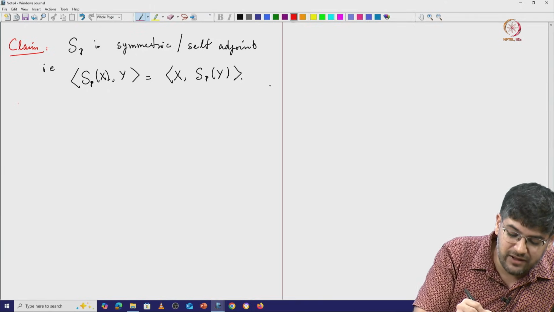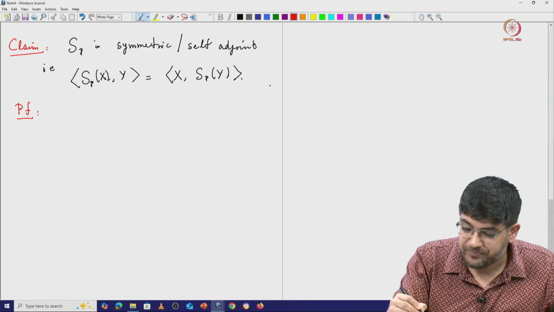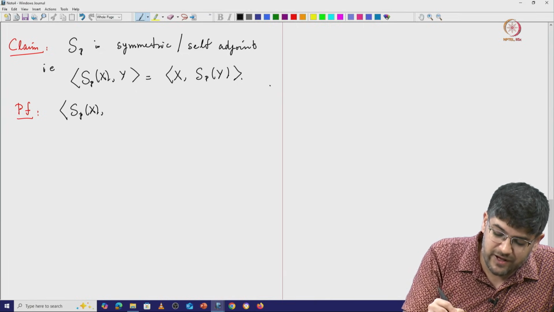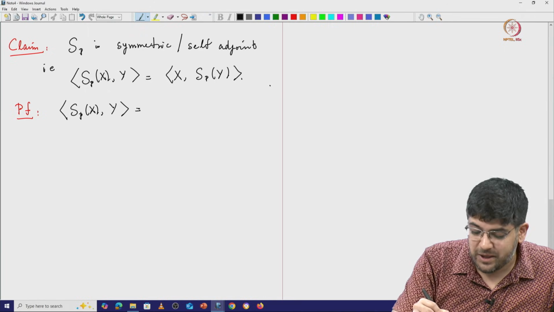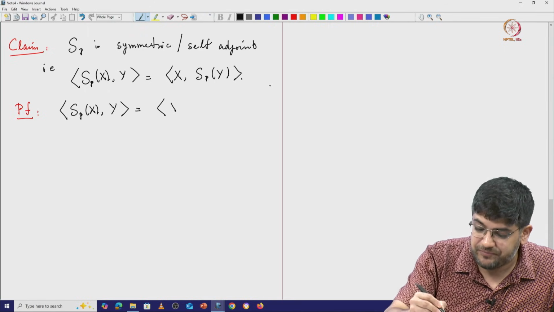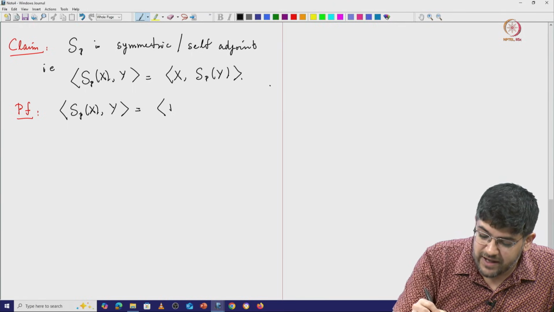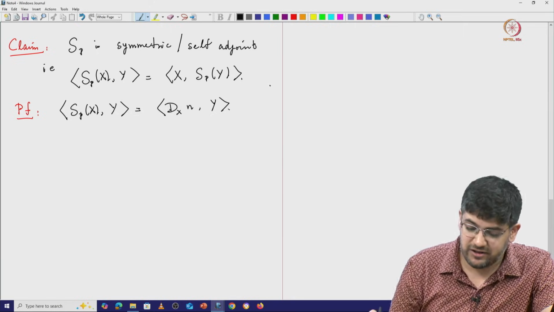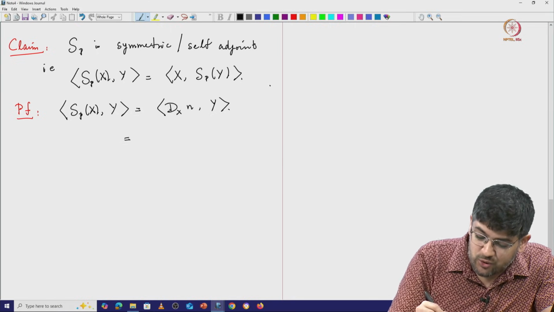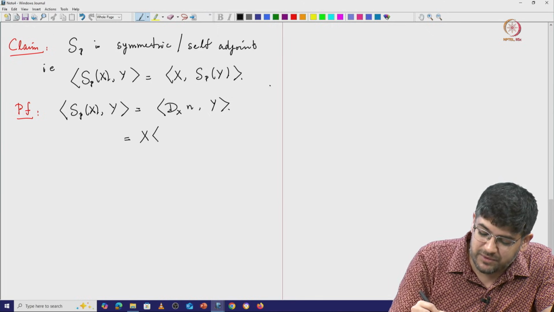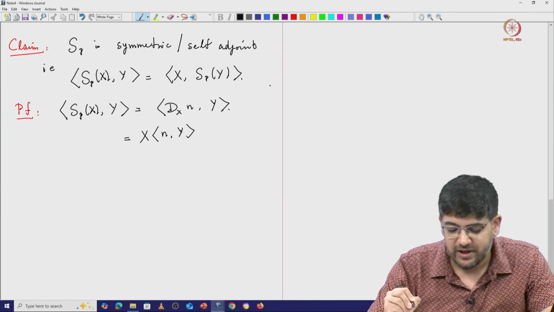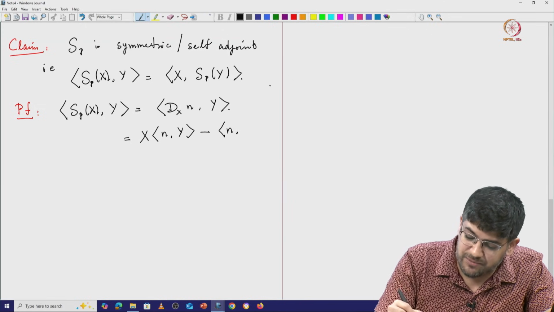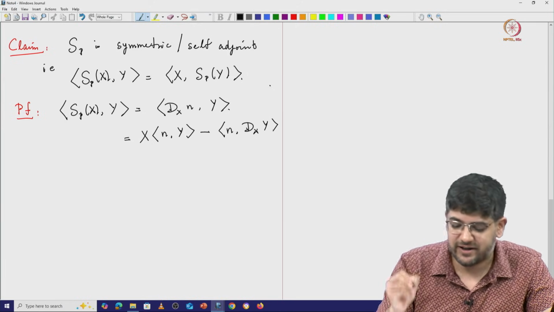So let me quickly give you a proof of this. By definition, what is the inner product of SP of x and y? Well, the shape operator is precisely the derivative of the normal vector in the x direction, but then by the product rule, this is precisely the directional derivative of the inner product of n and y in the x direction minus n times the derivative of y in the x direction.